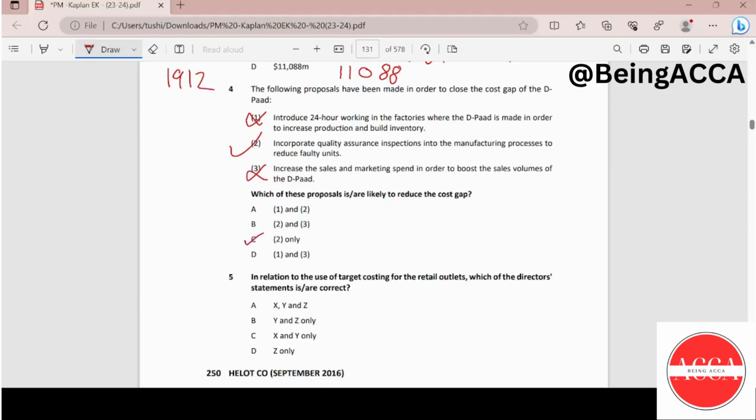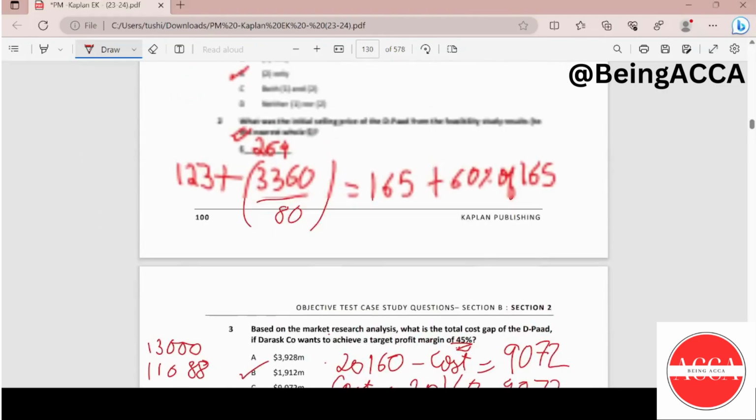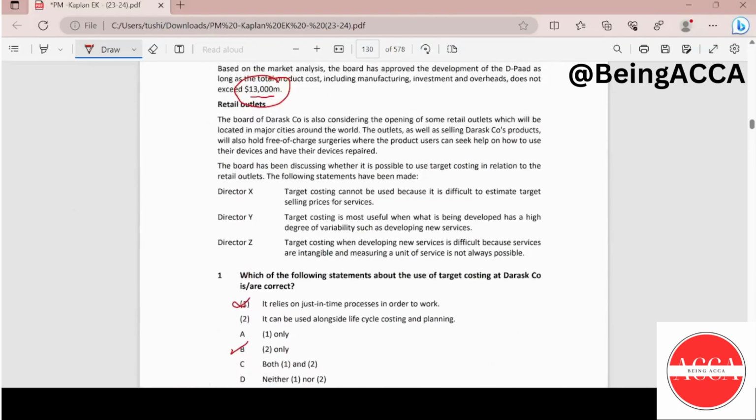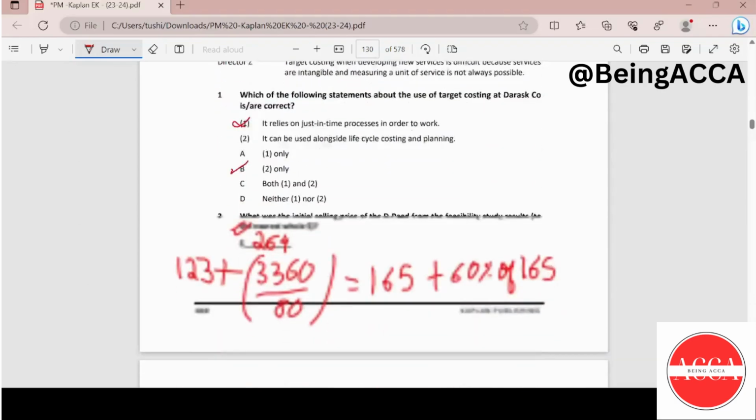Last question. In relation to the use of target costing for the retail outlets, which of the director's statements is or are correct? Now let's go to the director's statements again. Director X said target costing cannot be used because it is difficult to estimate target selling prices for services. Now, director X is wrong because it is possible to estimate target prices for services. Even if the target cost may be more difficult to establish, it is not that it is not possible. Many organizations do that. So, director X is wrong.